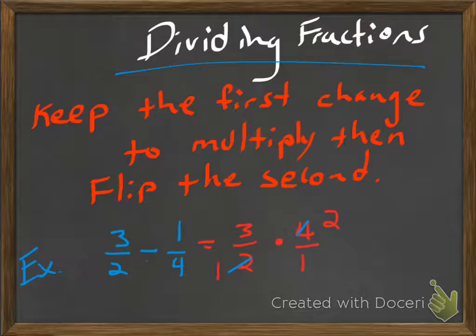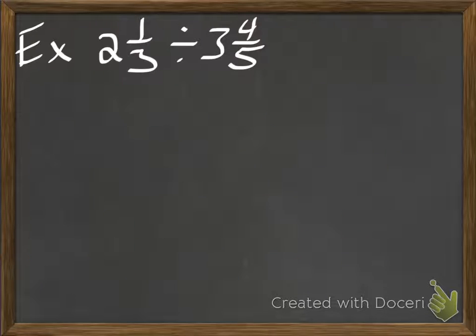2 times and 1 time. Now we do top times top and bottom times bottom. We simplify that and then we get 6. Alright, here's another example, harder one.